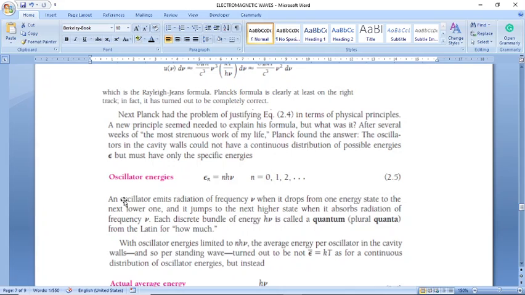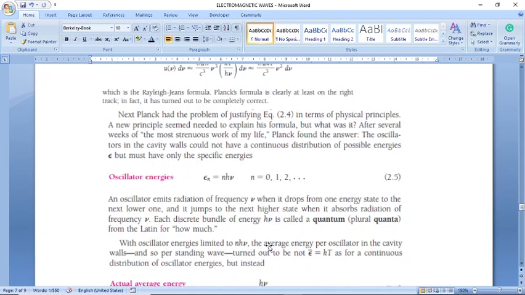So an oscillator emits radiation of frequency nu when it drops from one energy state to the next lower one, and it jumps to the next higher state when it absorbs radiation of frequency nu. Each discrete bundle of energy h nu is called a quantum. In plural, it is quanta.